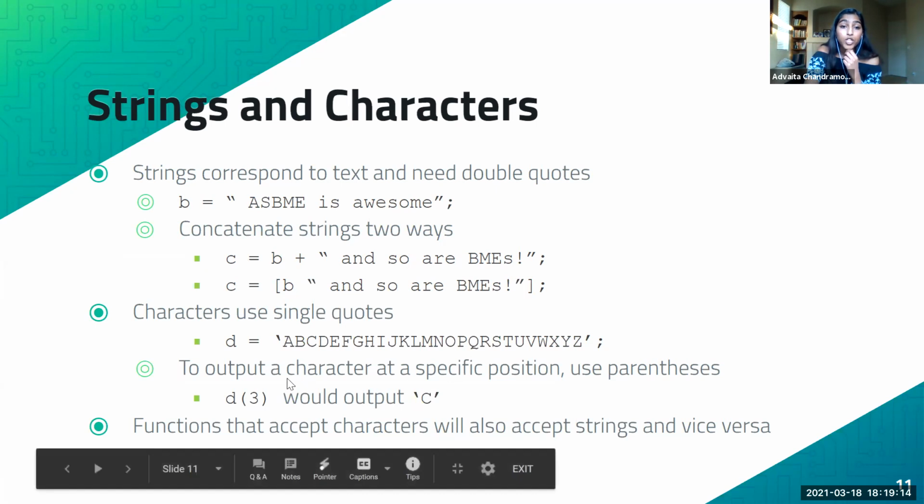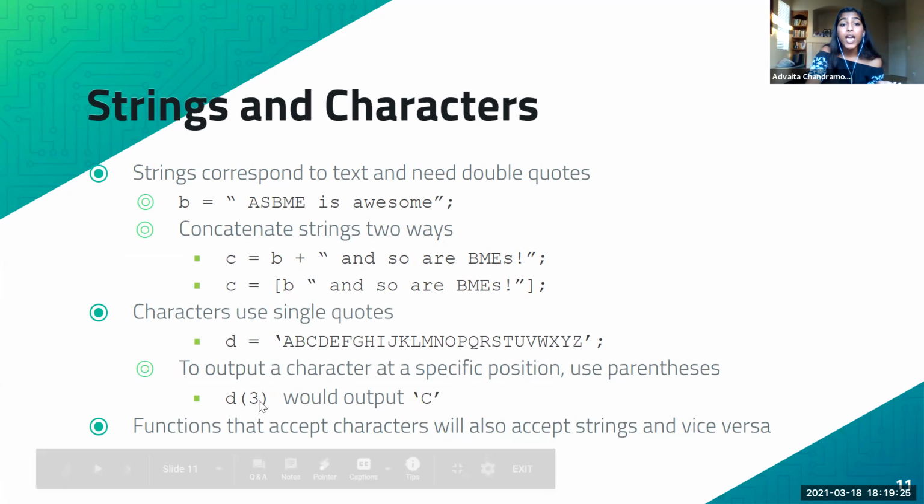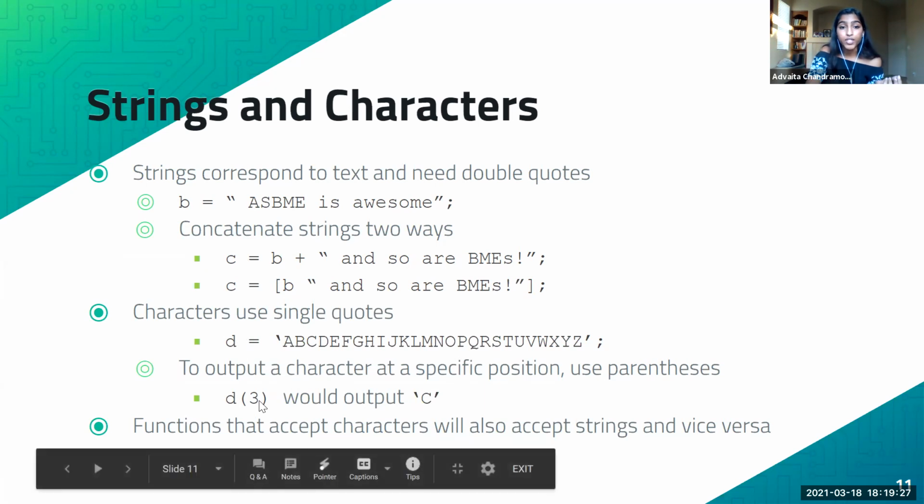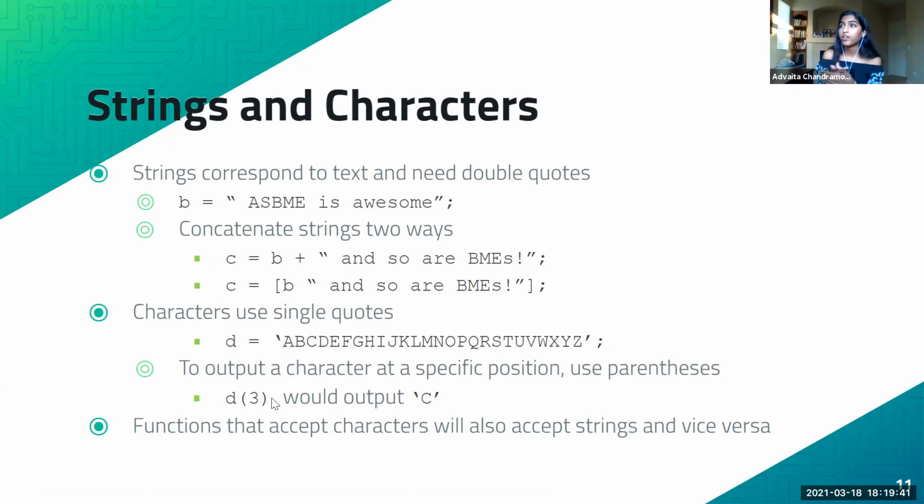So to output a character at a specific position, again, because these are all arrays, you can just use parentheses. Essentially what we're doing here is looking at the array under the variable name D, and trying to select a very specific character within this long string. We want the 3rd character, which is C. So when we do D parentheses 3, that would output C. And note how we didn't put a semicolon here so that we actually get the output in our command window, which is what we're looking for.